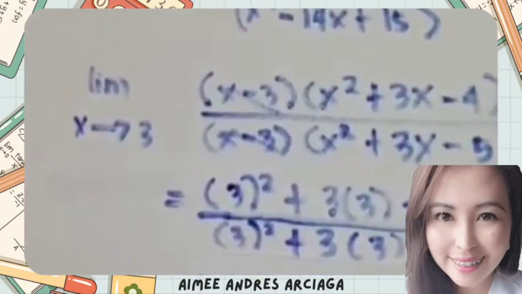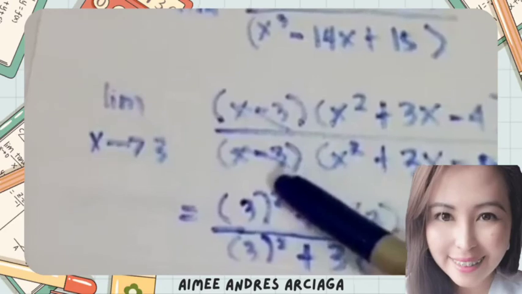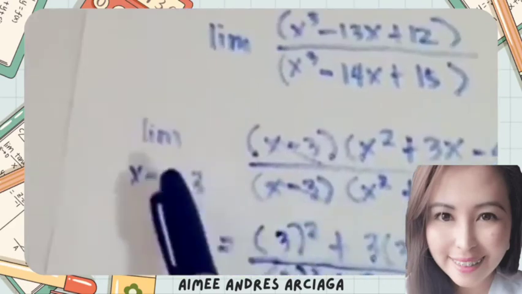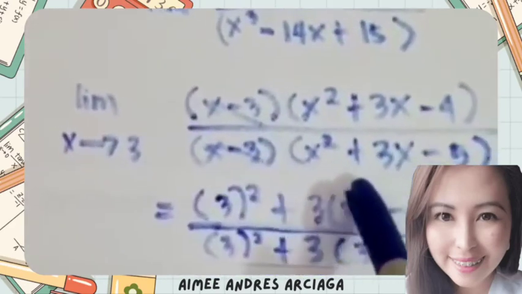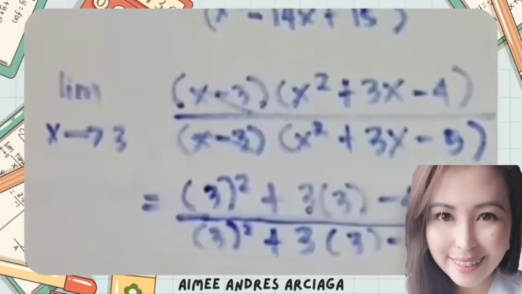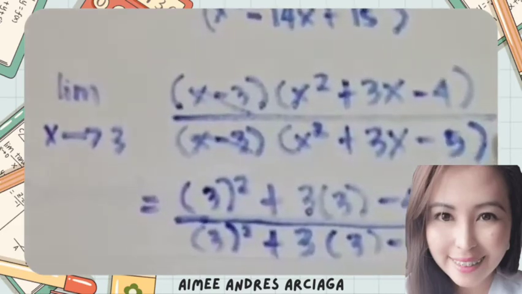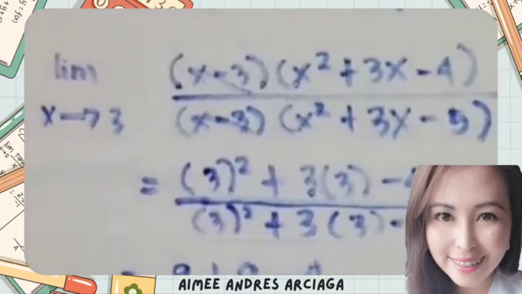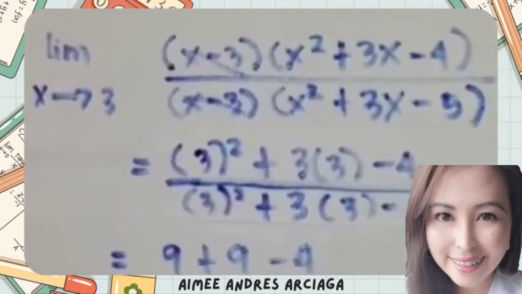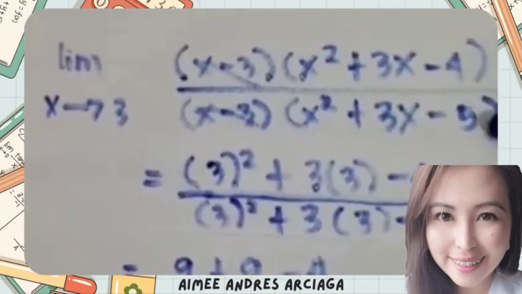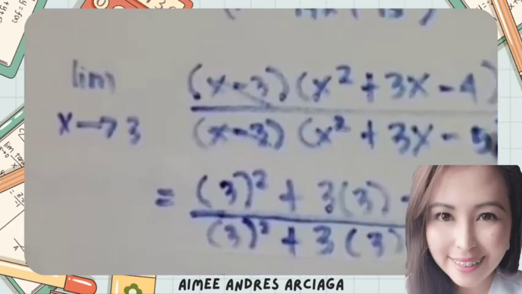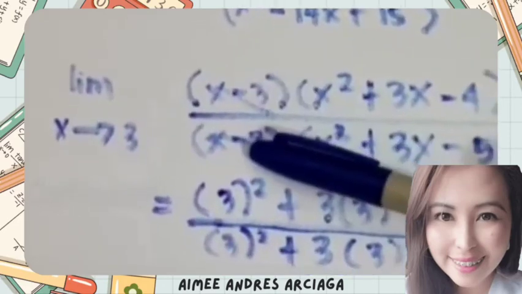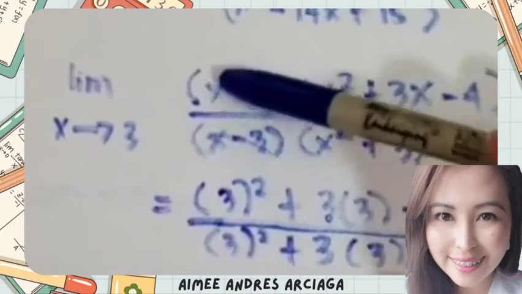For the denominator, one of the roots is 3. Therefore, one of the factors is x minus 3. By dividing the given polynomial in the denominator by x minus 3, the answer will be x squared plus 3x minus 5. So, step 2, simplify the numerator and the denominator. Since the common term in both the numerator and denominator is x minus 3, we can cancel both terms.